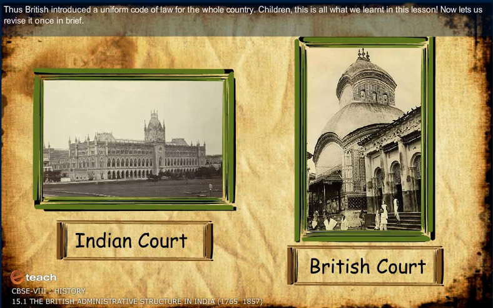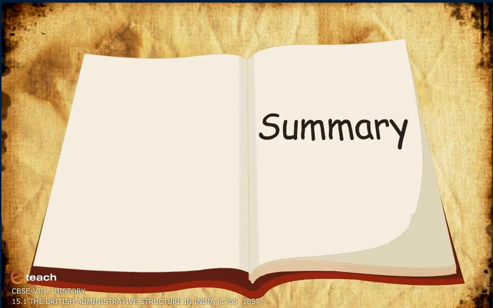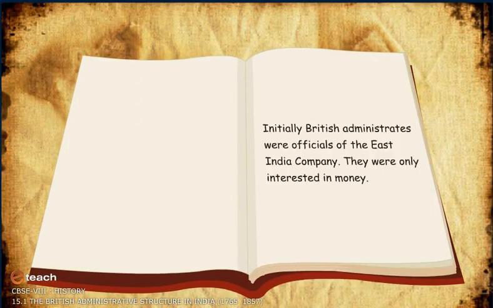Children, this is all that we learned in this lesson. Now let us revise once in brief. Summary. Initially, British administrators were officials of the East India Company. They were only interested in money.